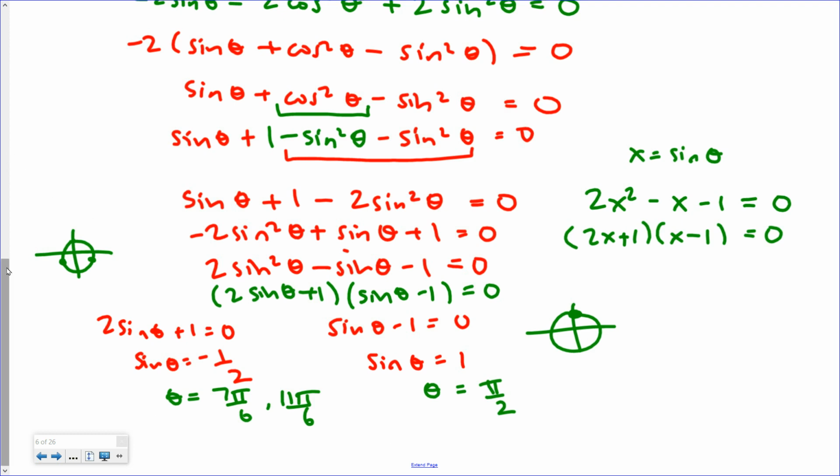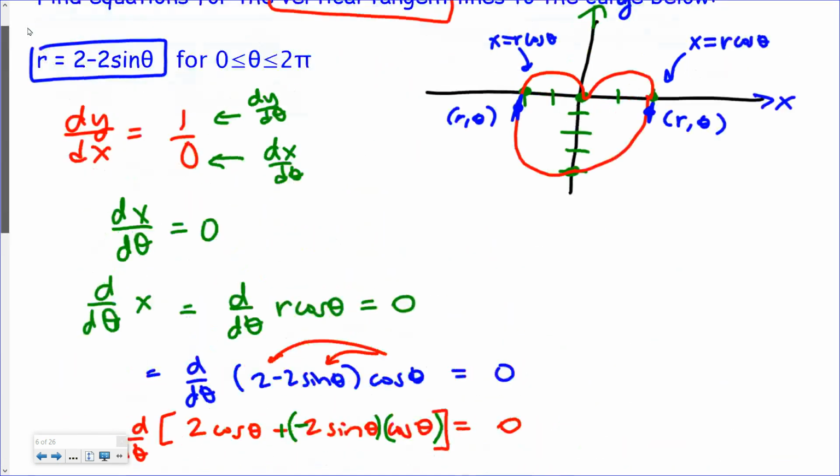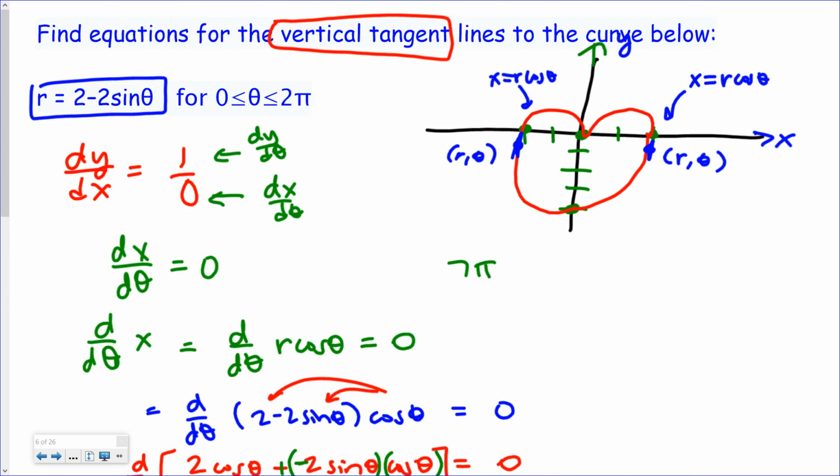Okay, so I'm going to take all these angles. I'm going to plug into my cardioid here. Which one? Remember, I have 7 pi over 6, 11 pi over 6. What's the other one? Pi over 2. Which one's going to be 7 pi over 6? This one, right? Okay, which one's going to be 11 pi over 6? This one, right?